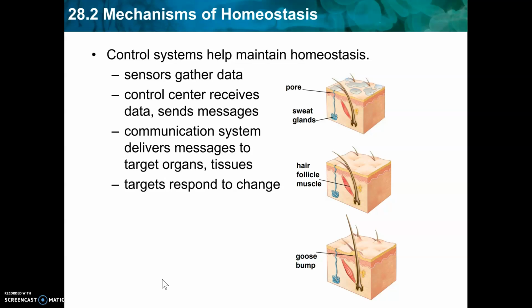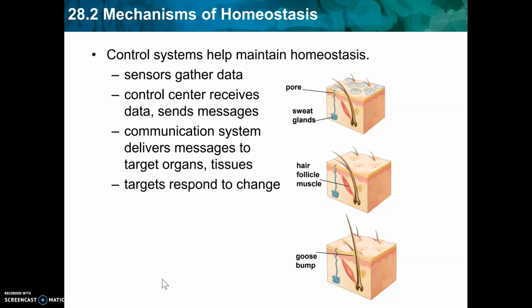All right. Control systems have different parts, and these help maintain homeostasis. First, the sensors gather data. This is their function. Next, the control center receives that data and sends a message. Next, the communication system is going to deliver the messages to target organs or tissues. And finally, the target responds to change.